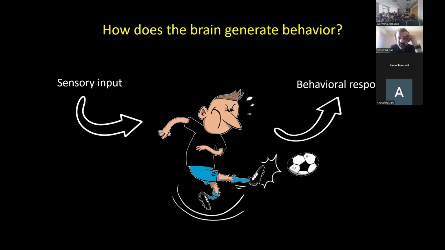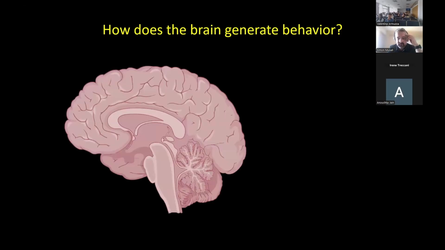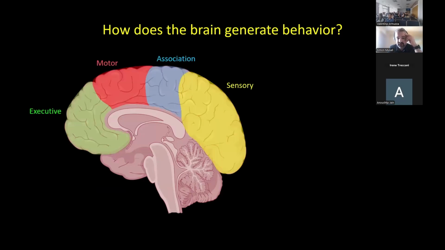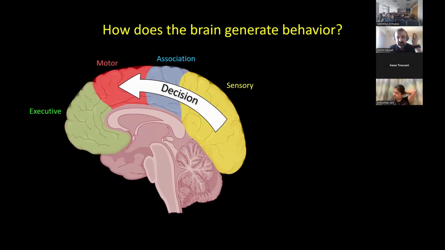But the point is that we want to study how sensory inputs are transformed into meaningful behavioral responses and what happens in between. The brain structure that we focus the most on is the neocortex, which is the outer shell of the brain, parcellated into functionally specialized subregions. In very broad strokes, you can separate them into sensory, association, motor, and executive areas. The basic idea is that as information enters the neocortex, it's transformed from raw sensory information into an actual behavior decision that will translate into behavior.